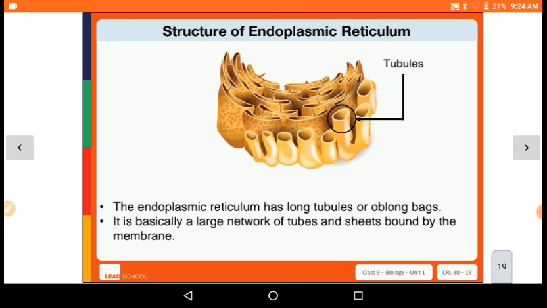It is basically a large network of tubes and sheets bounded by the membrane. ये endoplasmic reticulum है उसका shape. In the first part here you can see it is a tube-like structure which is very smooth, and जो पीछे वाला भाग है जो लंबा लंबा सा दिख रहा है वो बैग टाइप स्ट्रक्चर है which is rough.